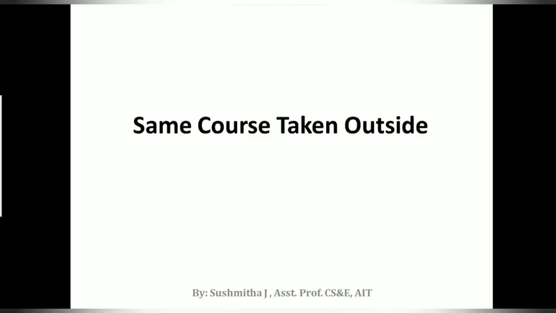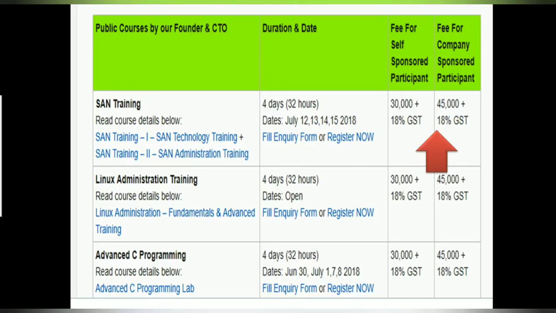What if this same course is taken outside? You are offered here as an elective. Now if this was not the case, if the university did not have a subject SAN, and for example you had to take this course in some private organization, then this would be the cost of the same course with the same syllabus that you study.